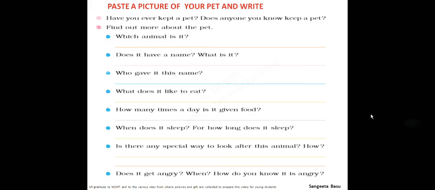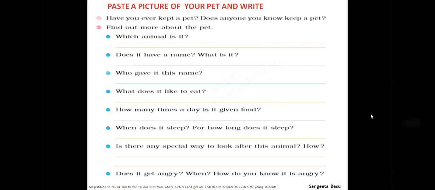Now children, here there is a very interesting exercise. Paste a picture of your pet and write. Have you ever kept a pet? Or do you know anyone who keeps a pet? If you do not have, or if you do not know anybody who keeps a pet, you can just imagine. You have done it in class 3 also. And what you have to do? Just paste the picture of the pet you would like to have.